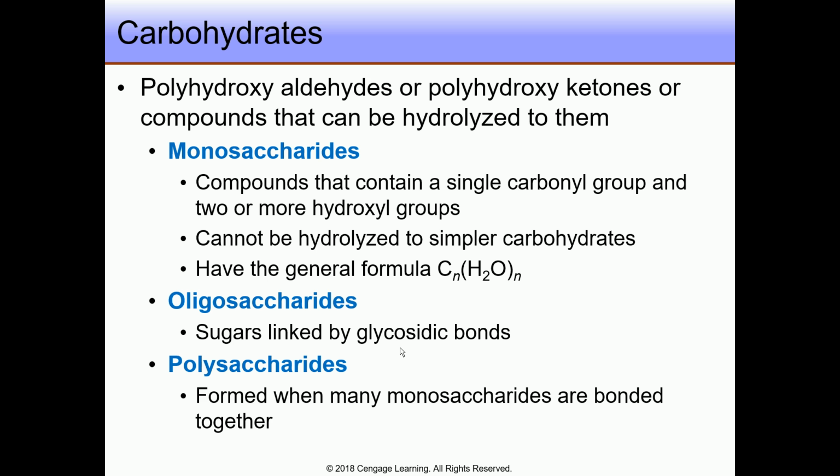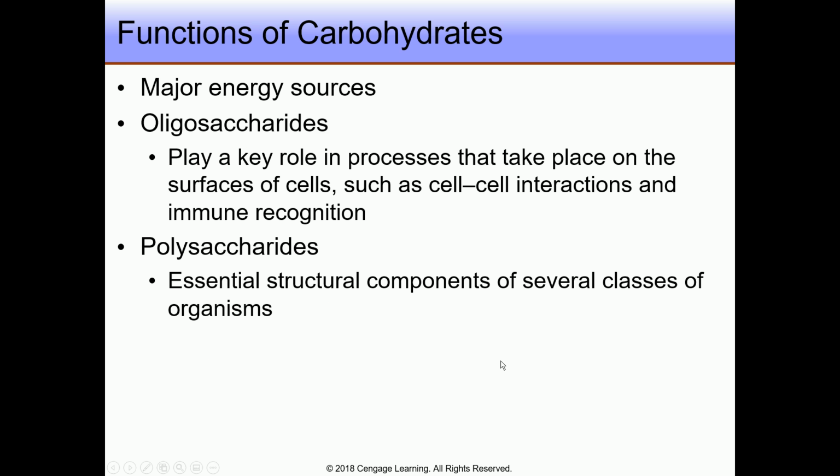Okay, the main functions of carbohydrates: as you know, sugars and all that we eat give us a lot of energy. Now, oligosaccharides can help in cell-to-cell interaction and also immune recognition. Basically, oligosaccharides are short chains of sugars. They can be attached to proteins, and then they are called glycoproteins. Their function is basically in cell-to-cell recognition.